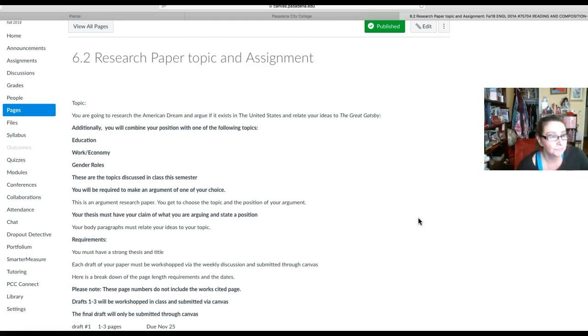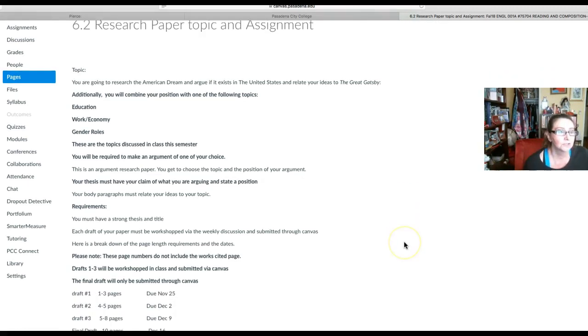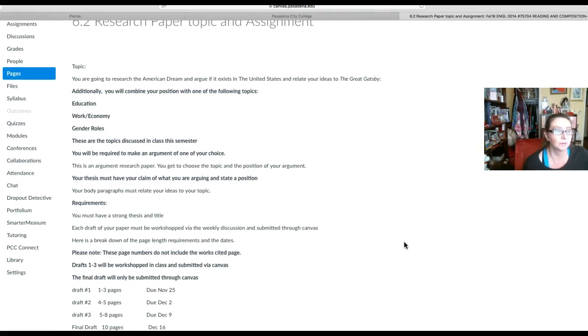So your thesis must have your claim, what you are arguing, and state a position. And of course, you're refining this from draft to draft, but this is by the time you get to the final draft. Your body paragraphs must relate your ideas to your topic. So your requirements for your paper is that you must have a strong thesis and title. And this is by the time we get to the last and final draft.